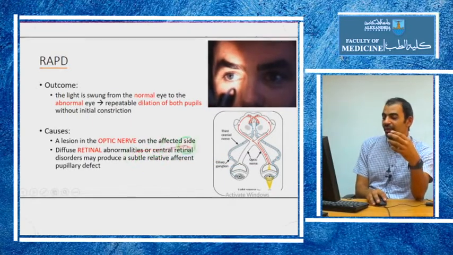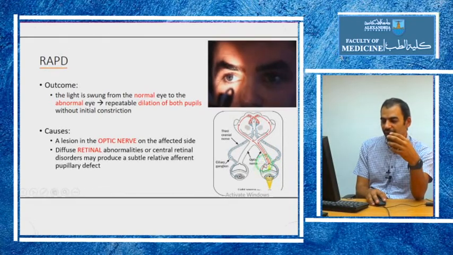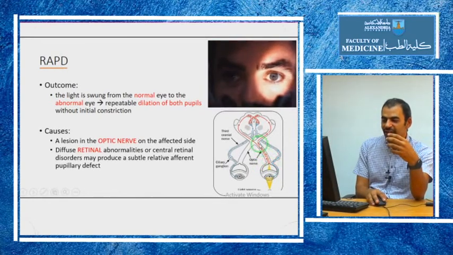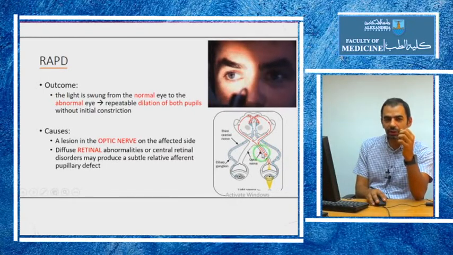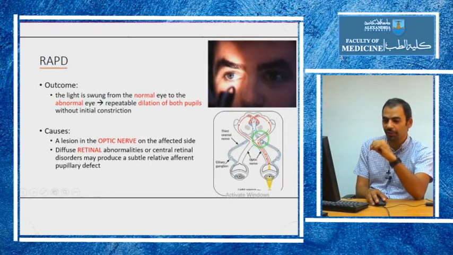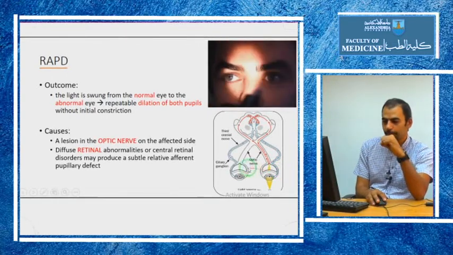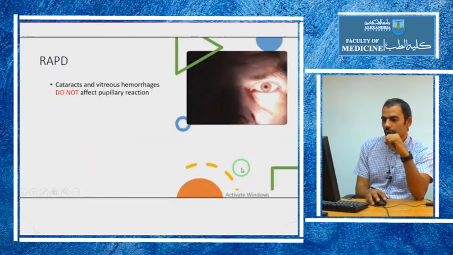diffuse, is that the afferent fibers are distributed over a large area of the retina, while they are condensed in a small area in the optic nerve. So even a small problem in the optic nerve can produce the relative afferent pupillary defect, while in a retinal condition it should be diffuse and severe.